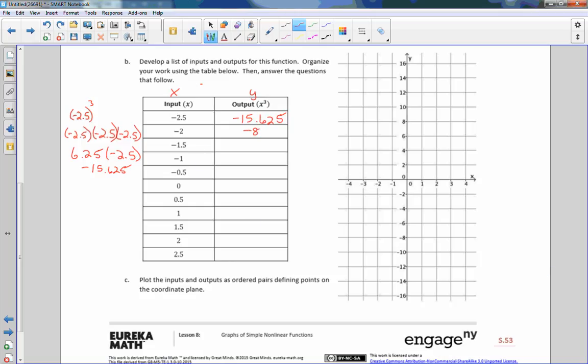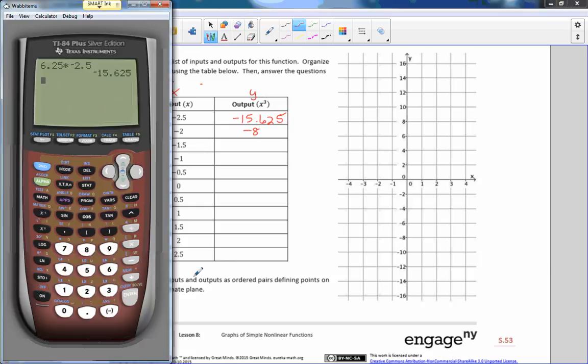Okay, negative 1.5, the decimals are a little trickier, so I'm going to show you another way to do it in your calculator if you have one of these. Negative 1.5, and you can hit the math button, and if you see number 3 here has this little 3 here, press that, and that is negative 1.5 to the third power, and that is negative 3.375.